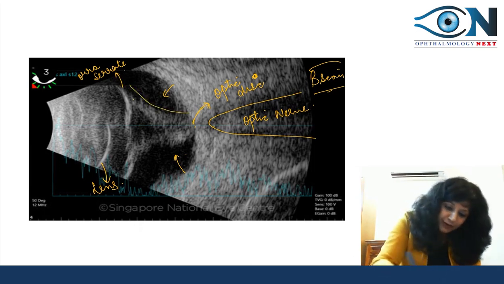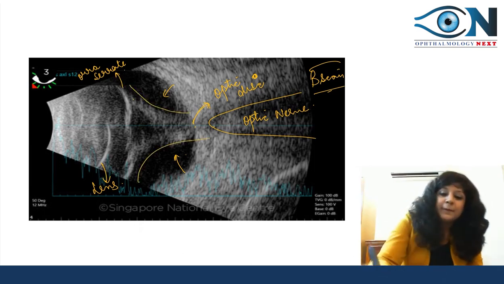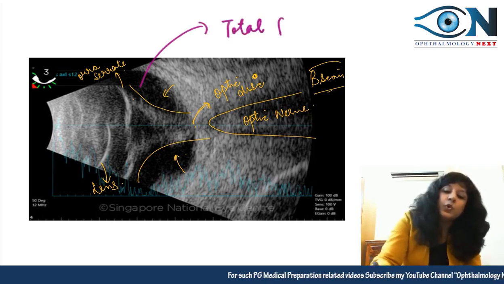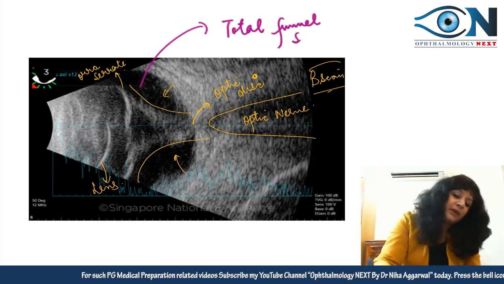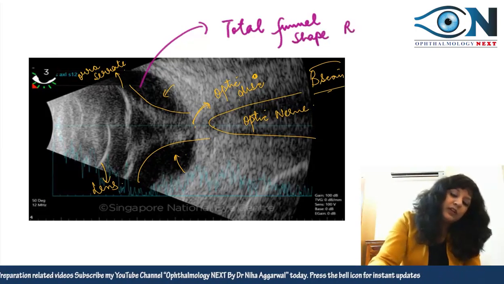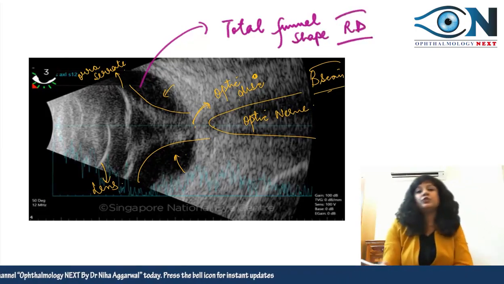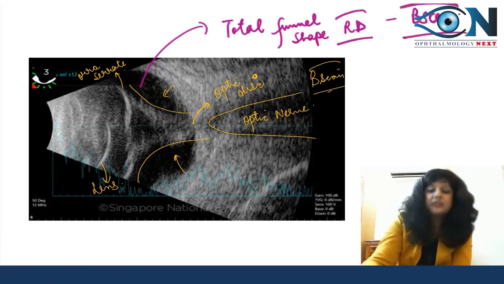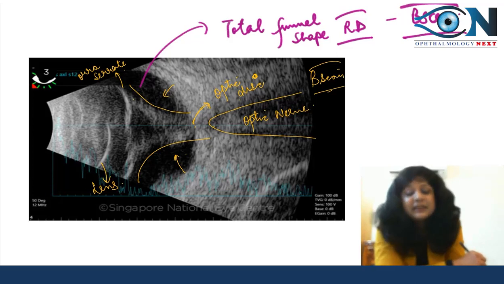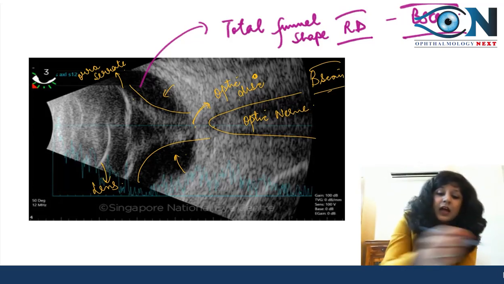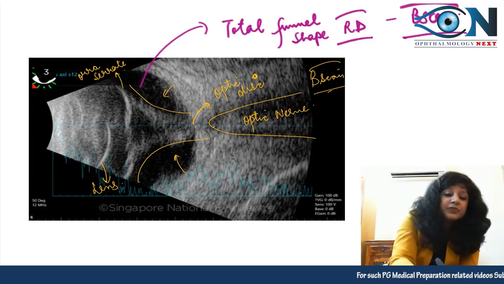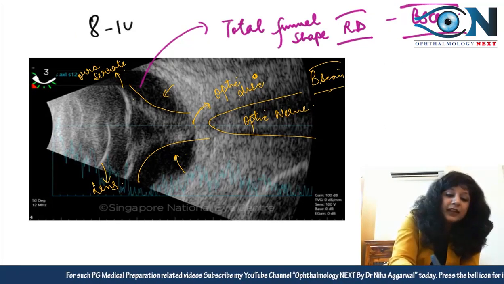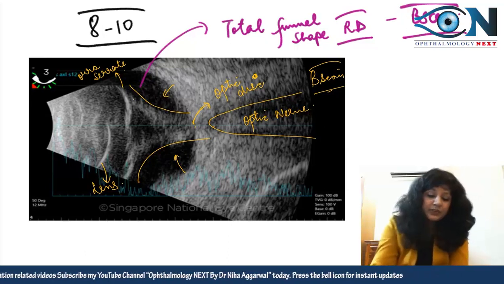So can you see a funnel kind of shape is formed? This is called total funnel shape RD. So this is very diagnostic on the B-scan. This is your bidimensional brightness scan. What is the frequency that we are using? The frequency that we are using is 8 to 10 MHz, right? They can sometimes ask you this.